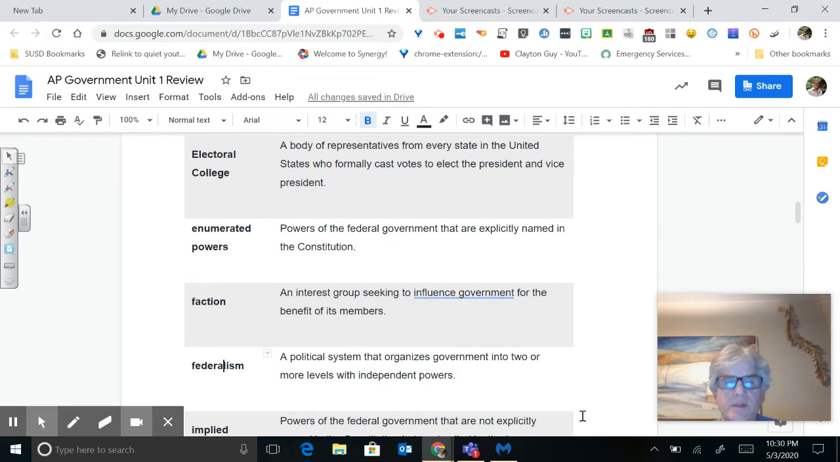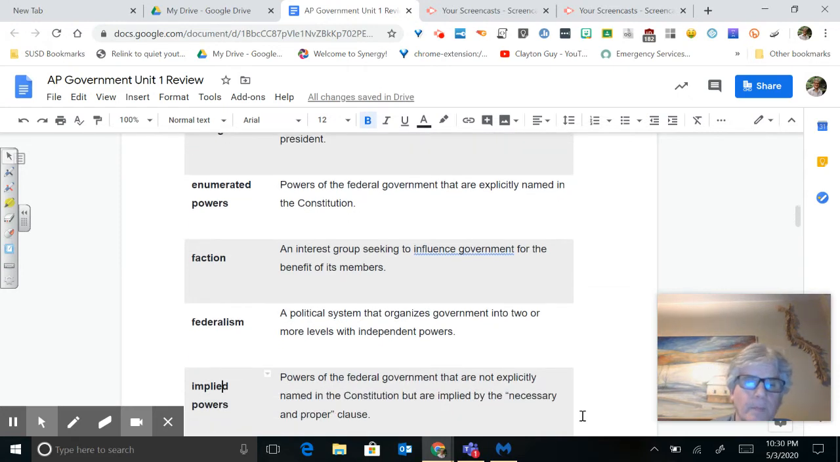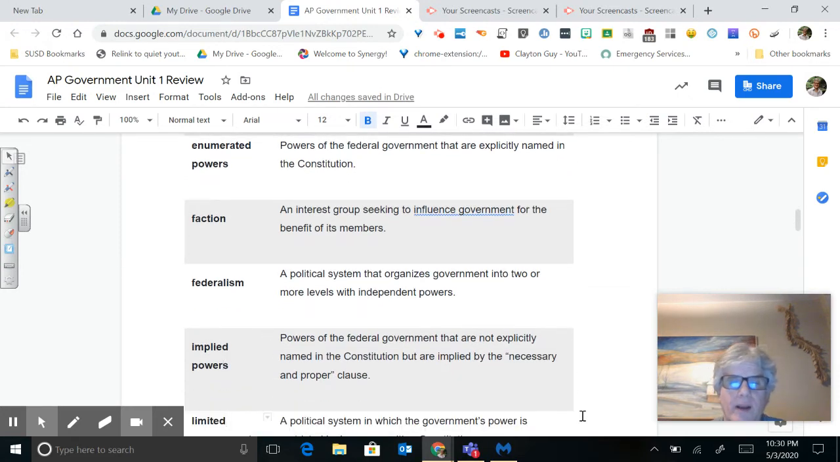Federalism is a political system that organizes government into two or more levels with independent powers. It's the system where there's a division of power between national, state, and local, and each level has their own powers, their own areas of influence. Implied powers, powers of the federal government that are not explicitly named in the Constitution, but are implied by the necessary and proper clause.